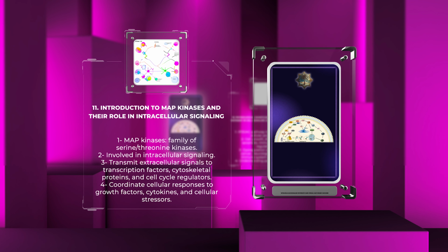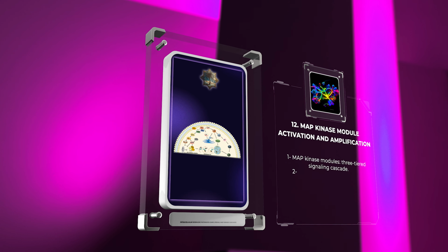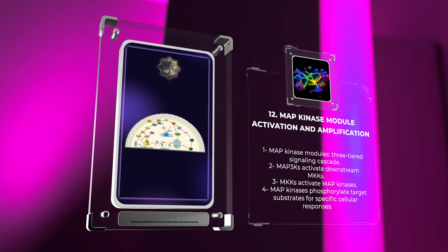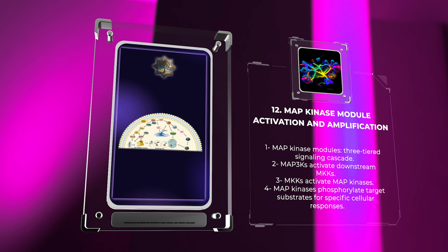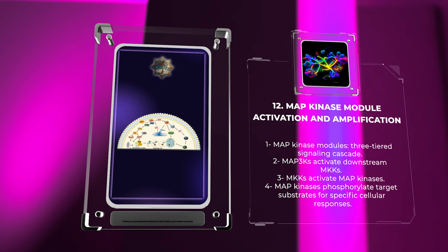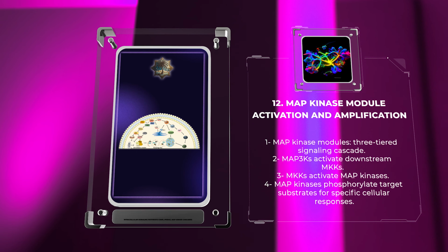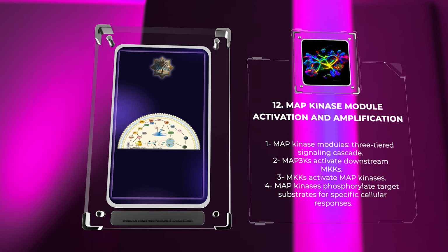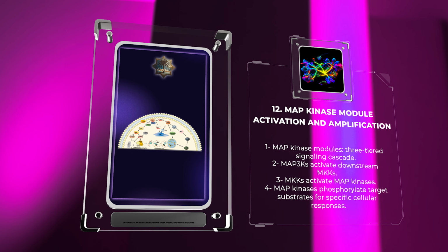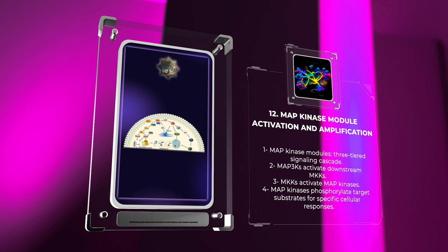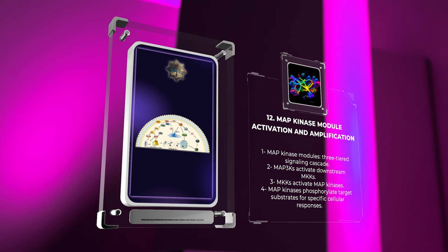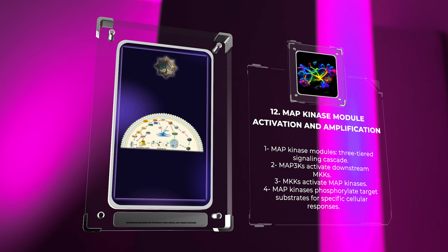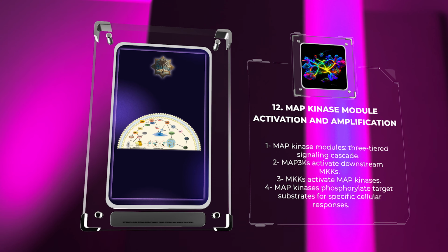MAP kinase modules constitute a three-tiered signaling cascade involving MAP kinases, MAP kinase kinases, MKKs, and MAP kinase kinase kinases, MAPKKKs. Upon stimulation, MAPKKKs activate downstream MKKs, which, in turn, activate MAP kinases. Activated MAP kinases then phosphorylate target substrates to initiate specific cellular responses. This cascade ensures signal amplification and precise transmission of extracellular cues within the cell.